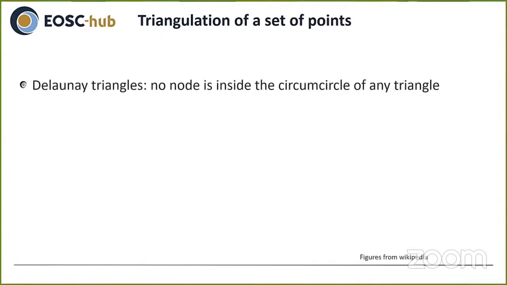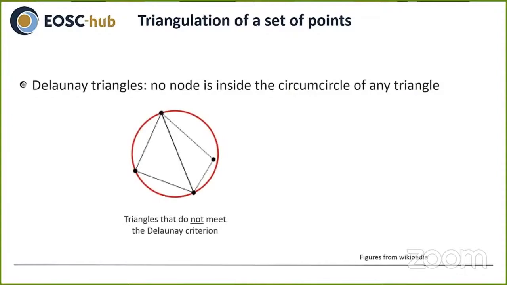Now, once you have your nodes defined, it's time to define your elements. Most grid generators use the so-called Delaunay triangulation. The Delaunay triangle has a very simple property. If you have any four nodes that will give you two different elements, no circumcircle of any triangle will contain any of the other nodes.